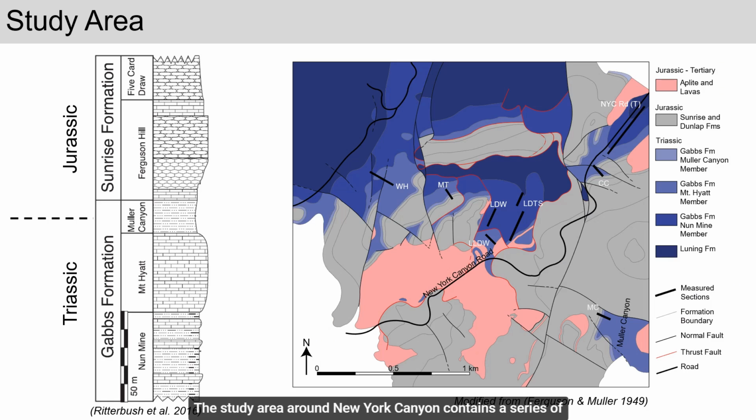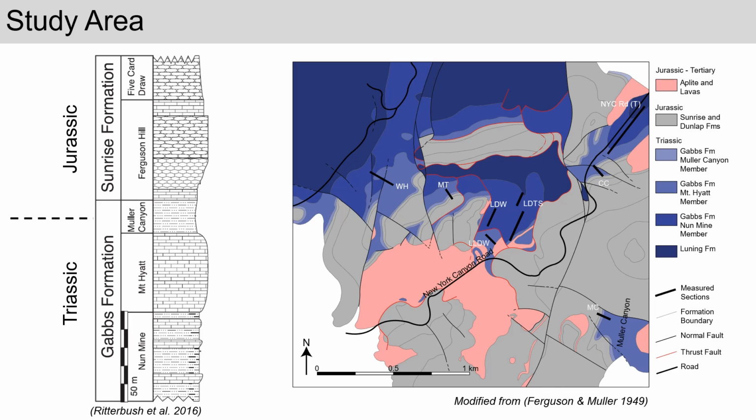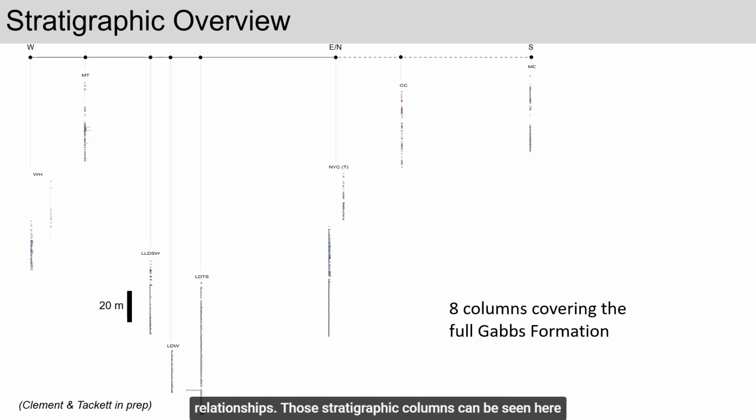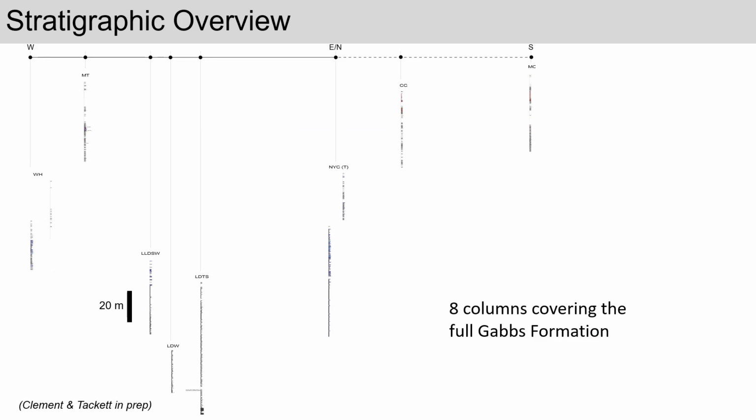The study area around New York Canyon contains a series of thrust faults that repeatedly expose the Gabbs Formation and represent locations with a much wider original extent. Eight stratigraphic columns were measured that covered the full extent of the Gabbs Formation in order to characterize the facies relationships. Those stratigraphic columns can be seen here again in cross-section.